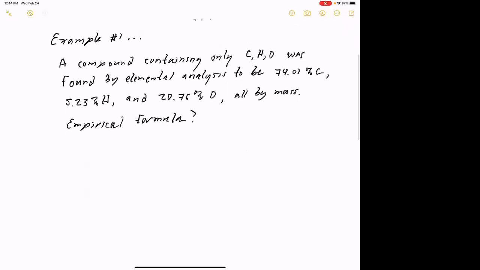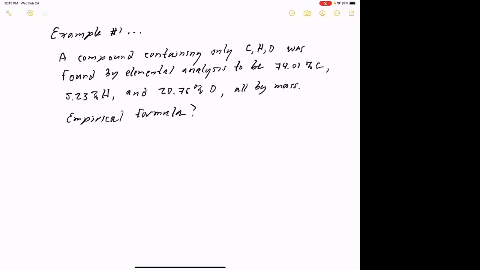Okay, so the way we start this problem is when you're given percents by mass, we're going to assume 100 grams of compound. And we do that because it makes the math easy. If I assume 100 grams of compound, percentages go directly to masses, right? So if I've got 100 grams total of compound, my 74.01% carbon just becomes 74.01 grams of carbon, right? So it keeps the math nice and simple. So that's what we're going to do. So anytime you see one of these percent by mass problems, that's the way to go about it. Assume 100 grams of compound, keep the math as simple as possible.